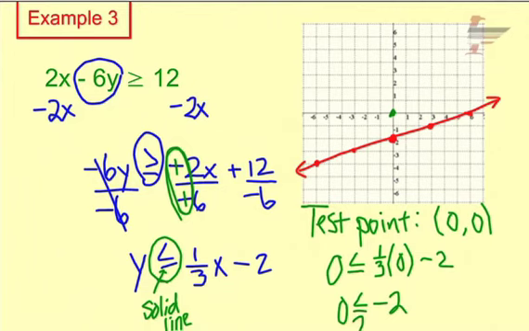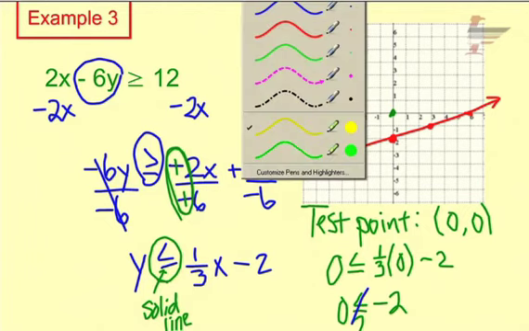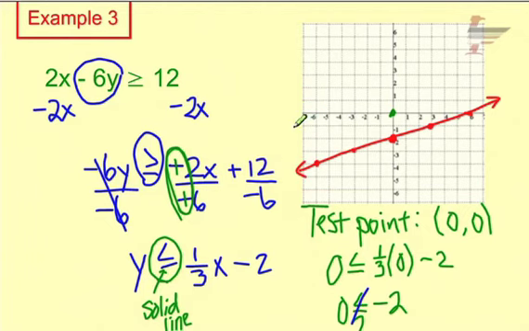Is that true? Since that is not true, 0 is not less than or equal to negative 2, when we shade, we don't want to shade where that solution is. We don't want to shade, if we notice the point 0, 0 is above the line, we have to shade on the opposite side. So we are going to be shading below the line. Also, less than or equal to, if y is less than the line, we'll be shading below the line. And there's your third example.